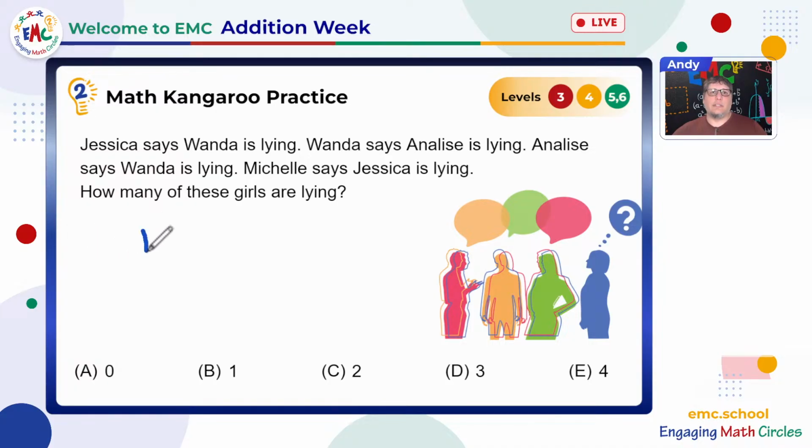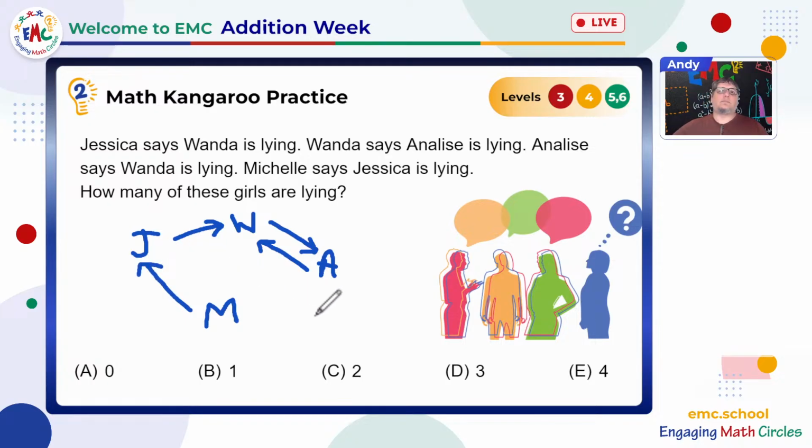Okay. Jessica. I'm going to use an arrow. Jessica says Wanda's lying. Wanda says Annalise is lying. Annalise says Wanda is lying. Michelle says Jessica is lying. Okay. How many are lying?